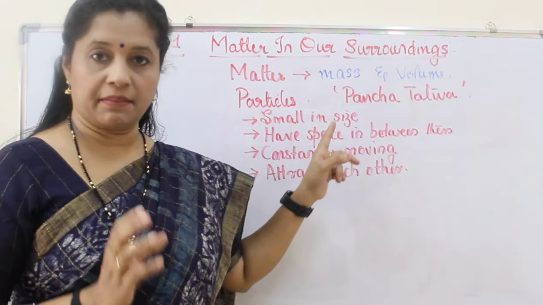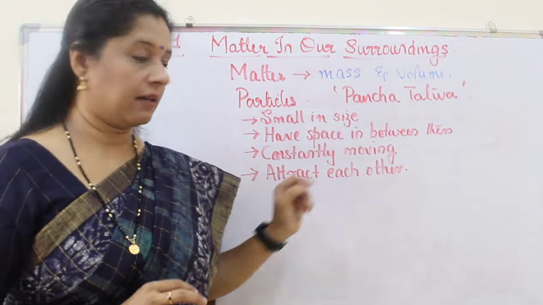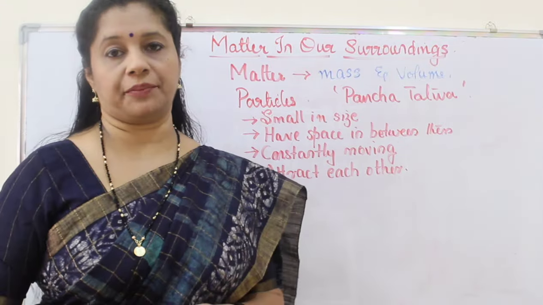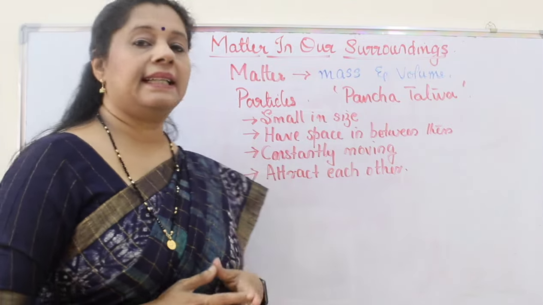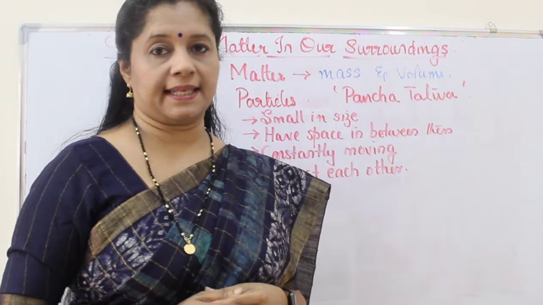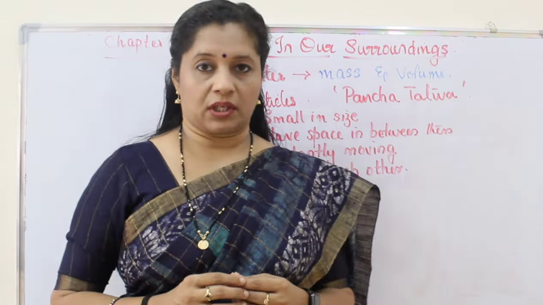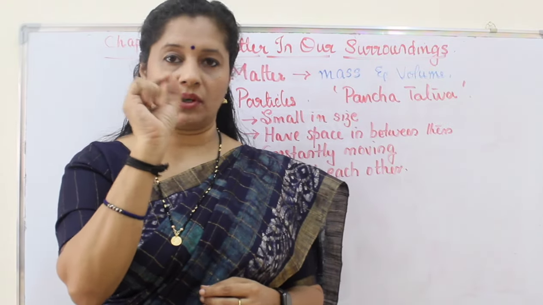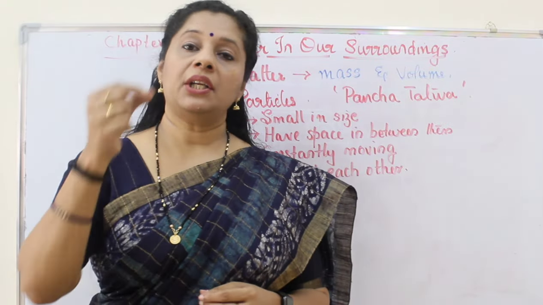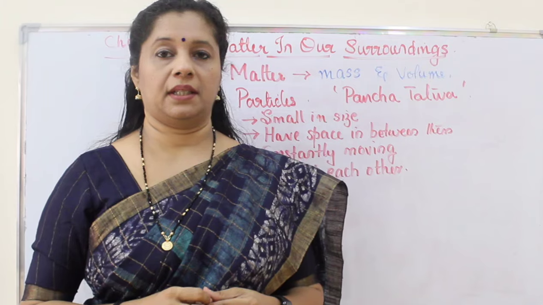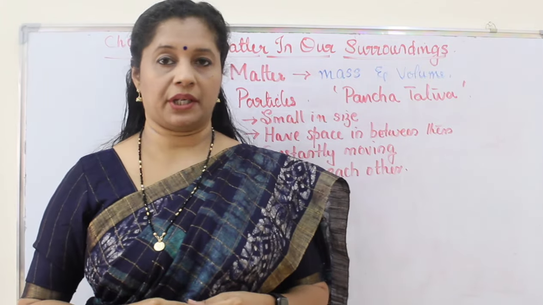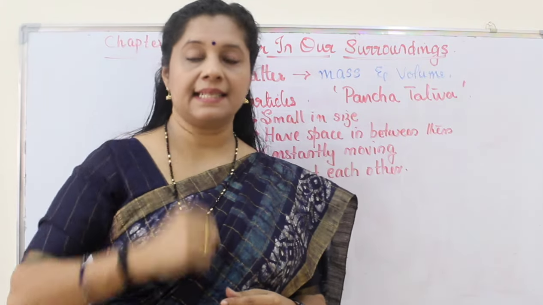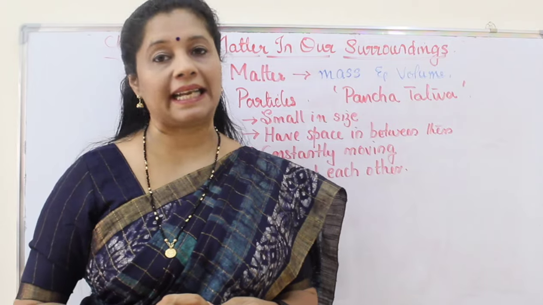They have space in between them. Constantly they are moving and they attract each other. So how can we say that particles are very small in size? You take a glass of water and you measure the level of water using a marker pen. Then you add 1 spoon of sugar to it. Then you add 2 spoons of sugar to it. But is there any increase in the level? No, you will not find any increase.